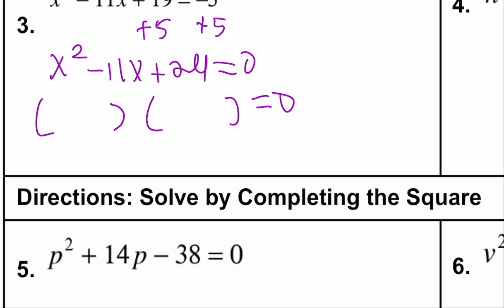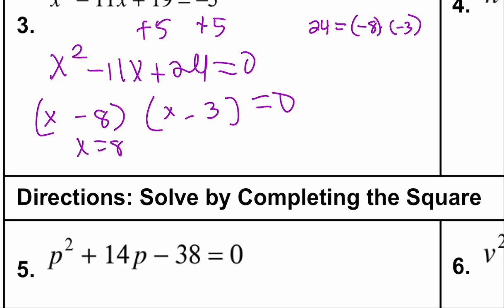24 is positive, when that's the case, just look at the middle. That sign will be in both. So the factors of 24 that will add up to negative 11 are negative 8 times negative 3. So you want them both to be negative. But remember, when we go to solve them, they're going to flip signs. So we get x equals 8 or x equals 3. So that shouldn't be anything new. You should have done that back in algebra class.